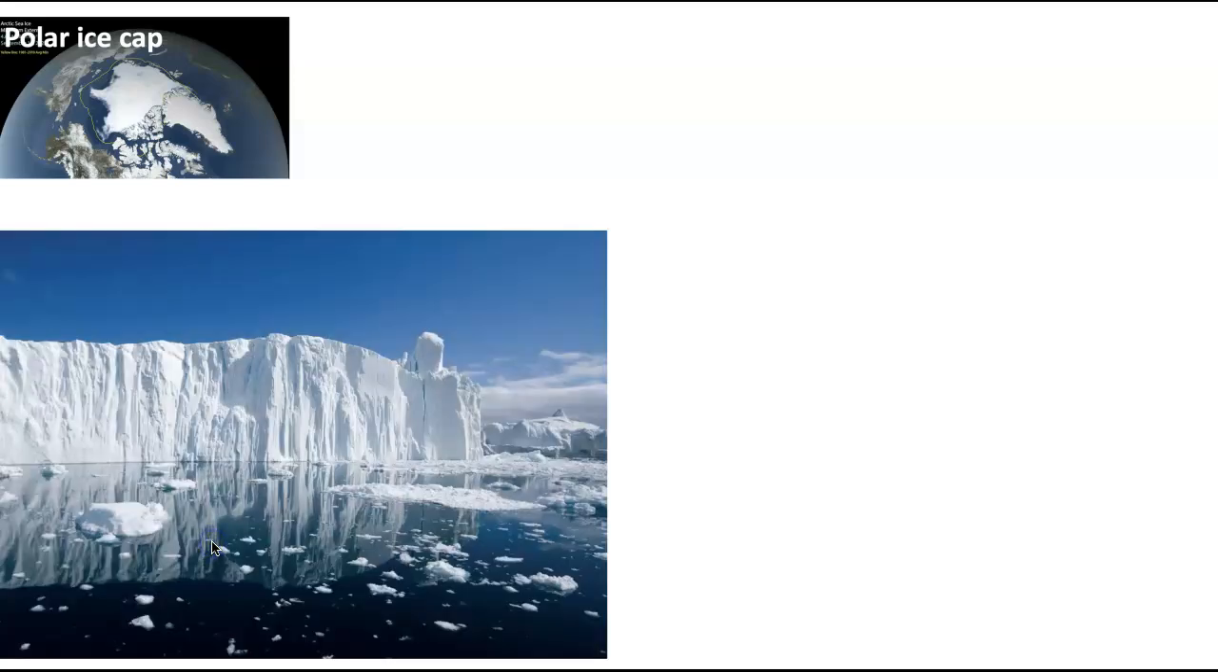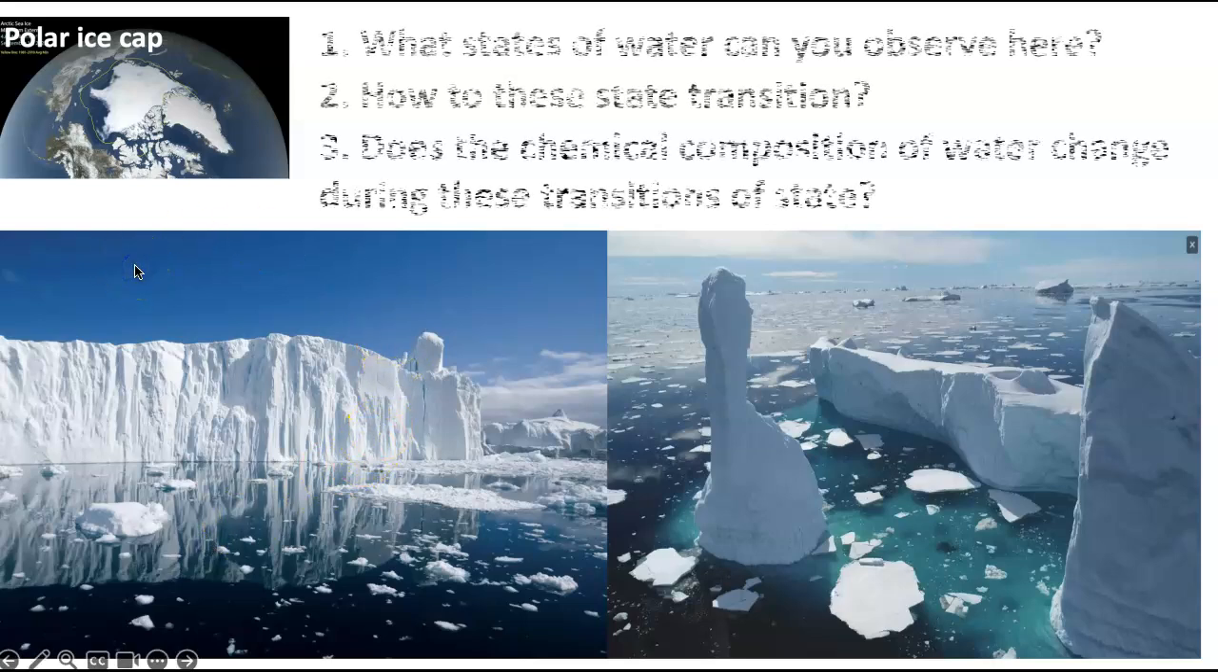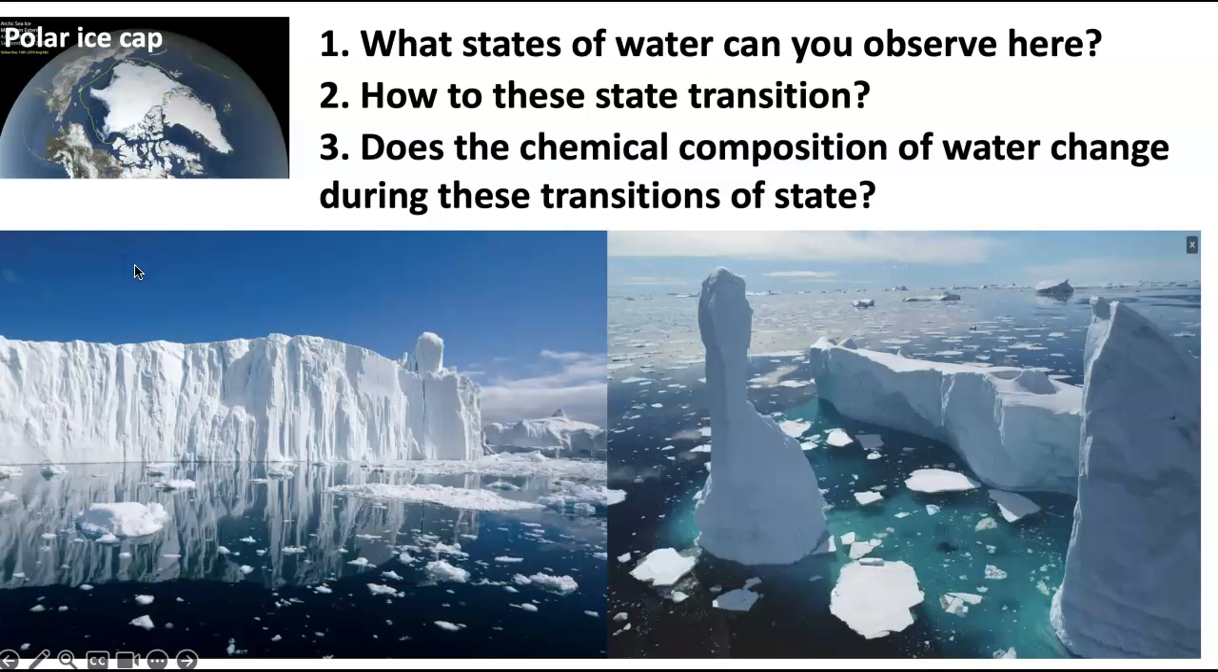If you look up close, you will see pictures like this and that one. So pause this image and try to answer the questions that I have shown you over here. What states of matter can you observe in these pictures? And how do these states transition from one to another? And finally, does the chemical composition of water change during these transitions of state?